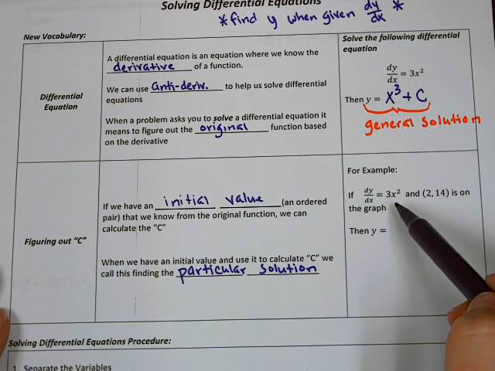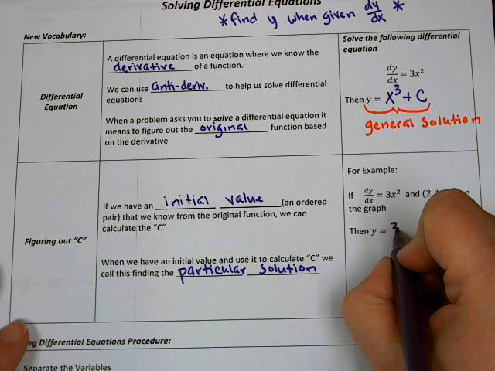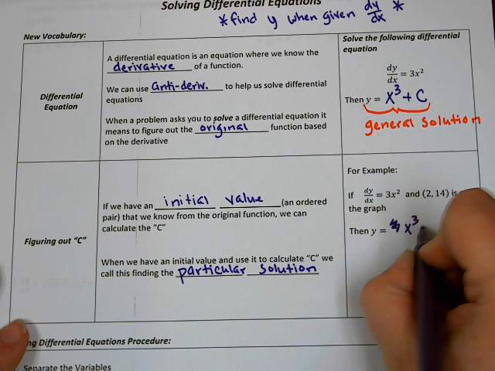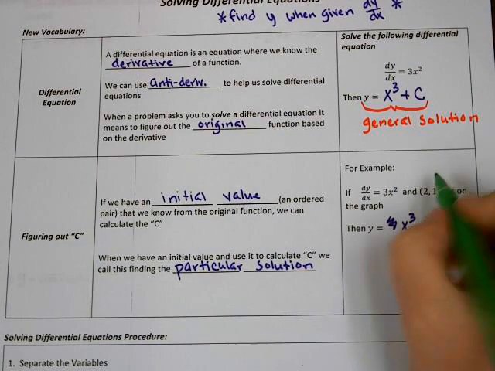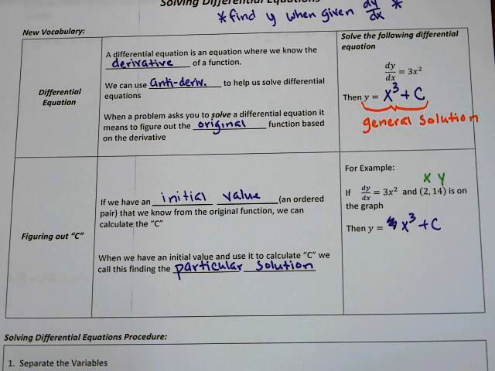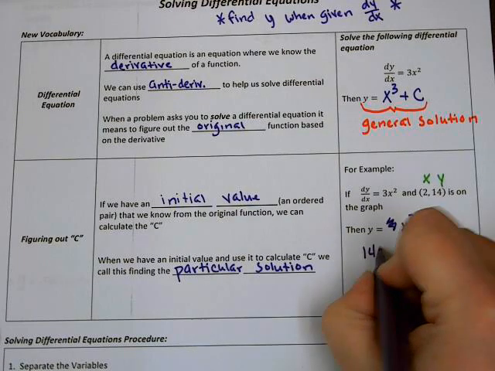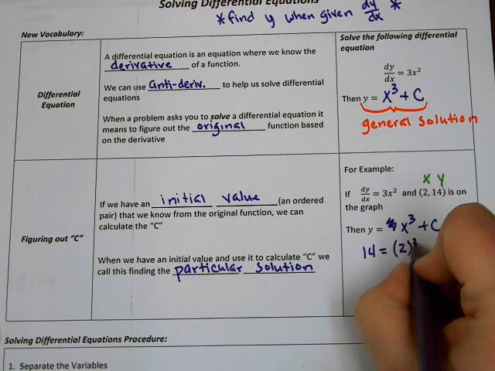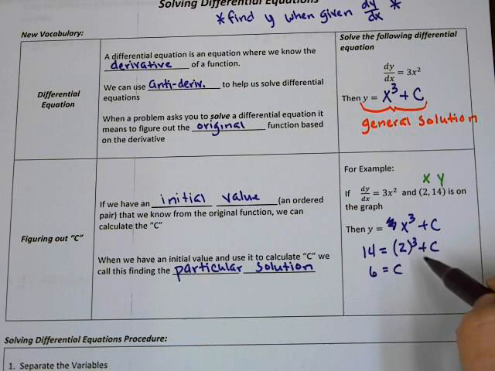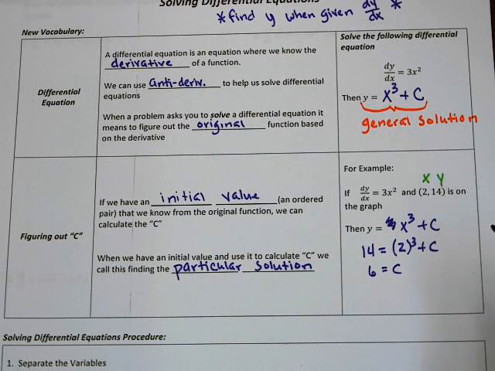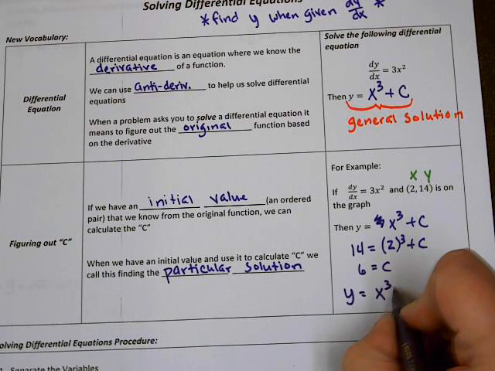So here's this same differential equation. We know that y is equal to x cubed plus c. And now what we're going to do is take the x and the y that we were given. So we were given the point (2, 14), which is an x and a y, and we're going to substitute it in. So 14 is going to equal 2 cubed plus c, and we end up getting that 6 is equal to c. We know 2 cubed is 8, and we can subtract it over, which means our particular solution is y equals x cubed plus 6.